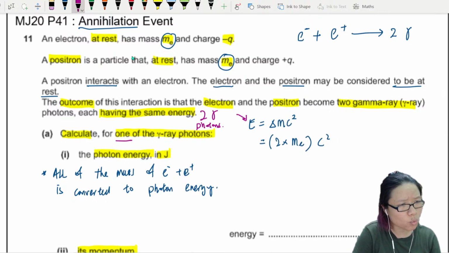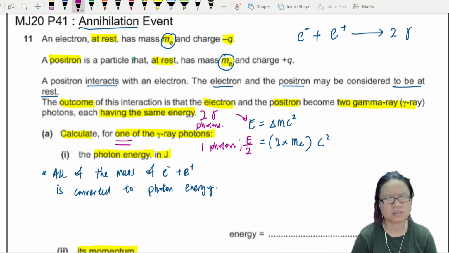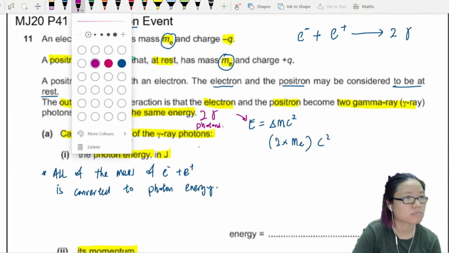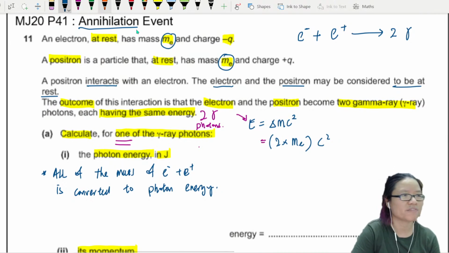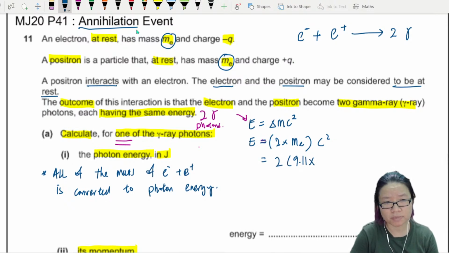And they want one of the photons, so this one will be E over 2, for 1 photon, we will just divide by 2. But no, actually 2 to 1, no need to divide by 2 yet. Anyway, we can find the energy of 2 photons first. So this is 2 photons. I'll substitute the mass of the electron, 9.11 times 10 to the power of negative 31, and 3 times 10 to the power of 8 squared.